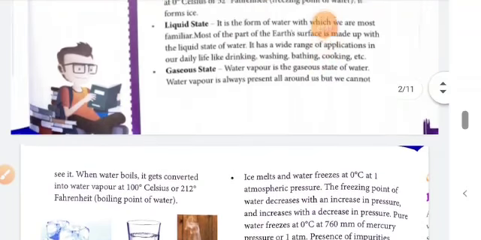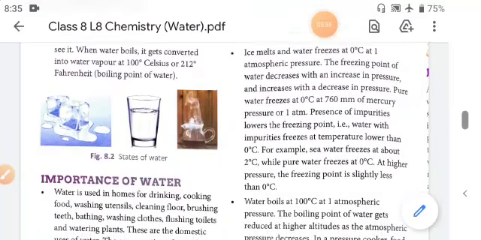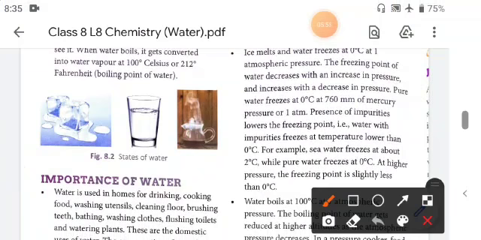Okay, now when water boils, it is converted into vapor. So what is the boiling point of water? The boiling point of water is 100 degrees centigrade or 100 degrees Celsius. It means at 100 degrees Celsius, water is converted into water vapor.